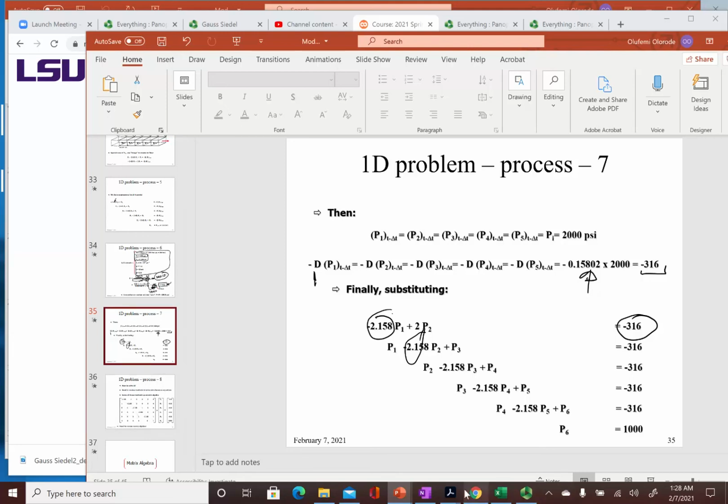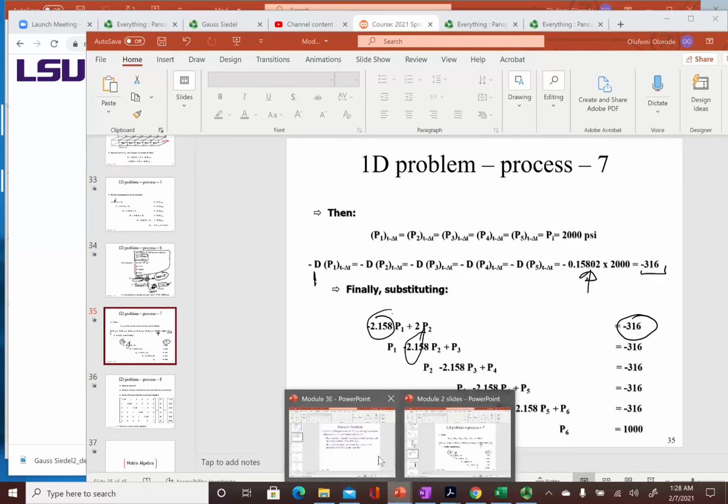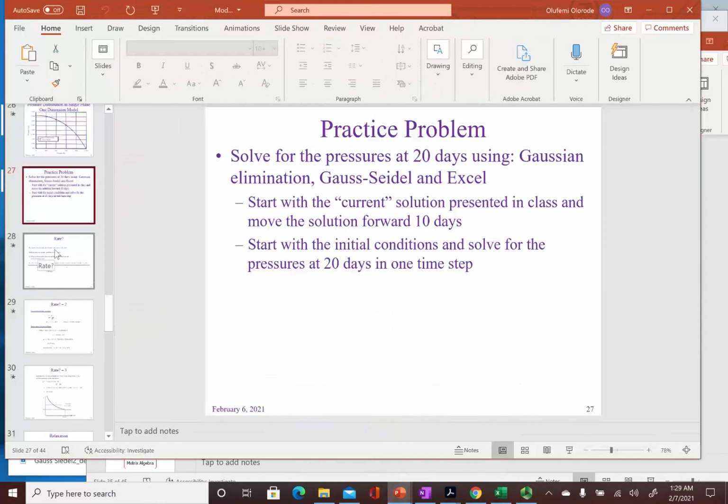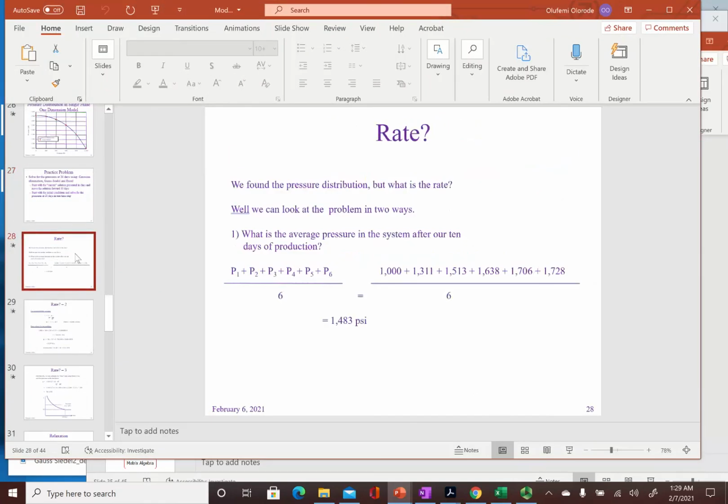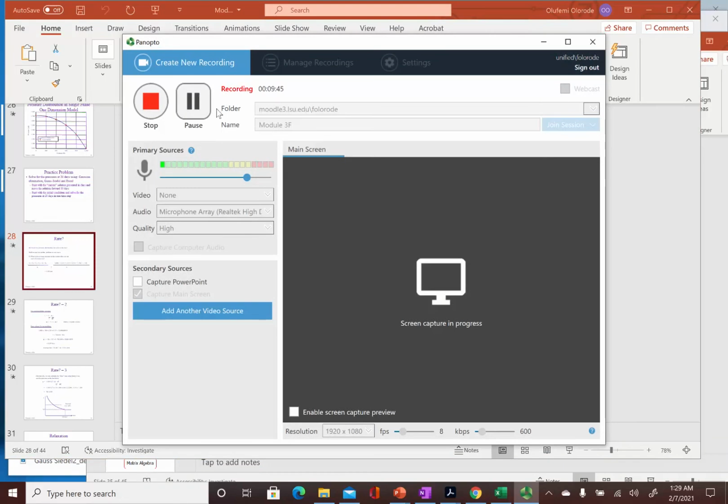Good. So we move back to module 3E. And then in the next video, we'll talk about how to calculate rates from the pressure solutions we already have.